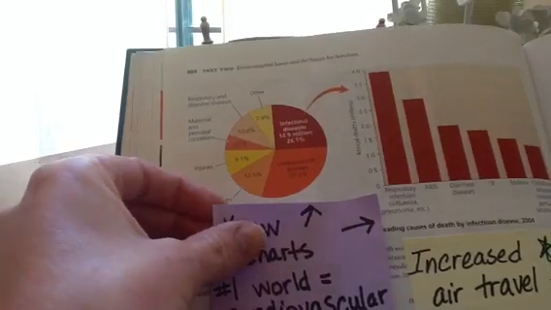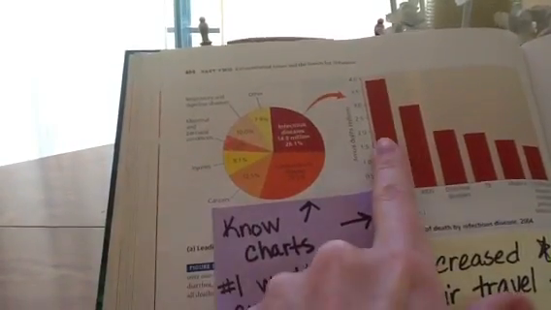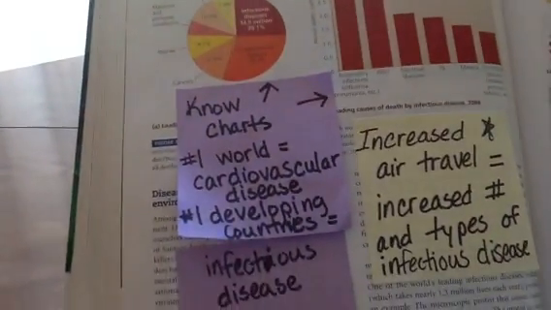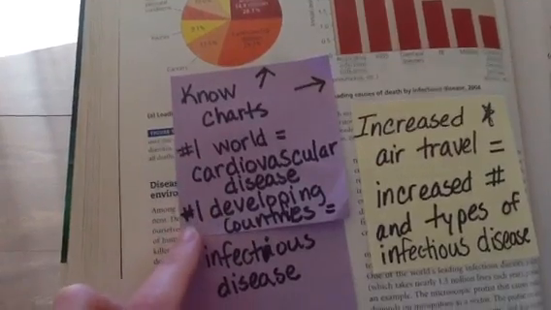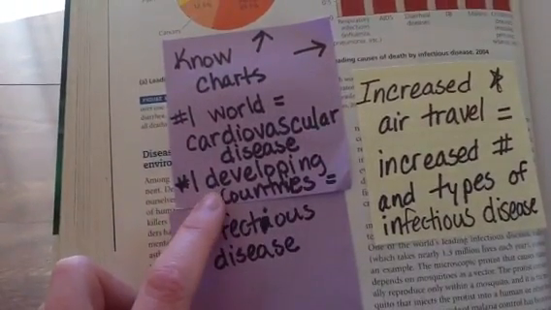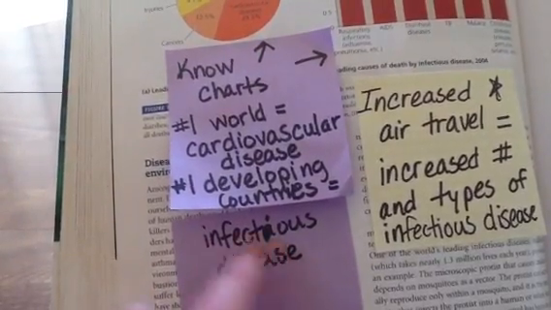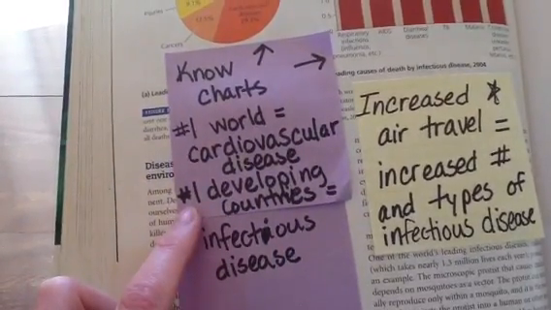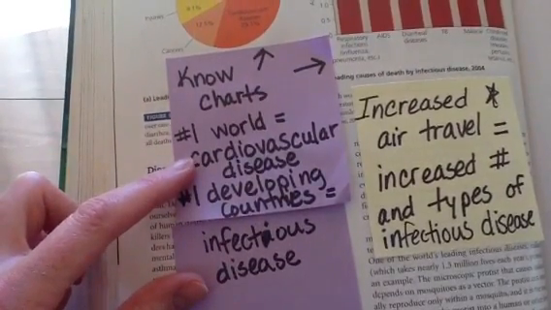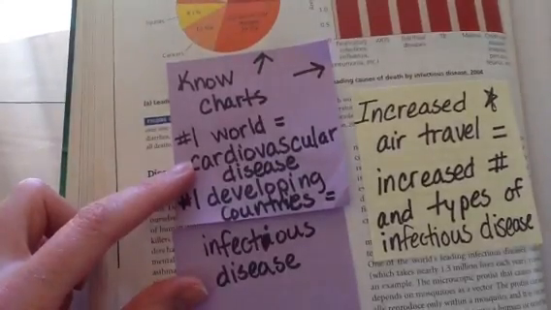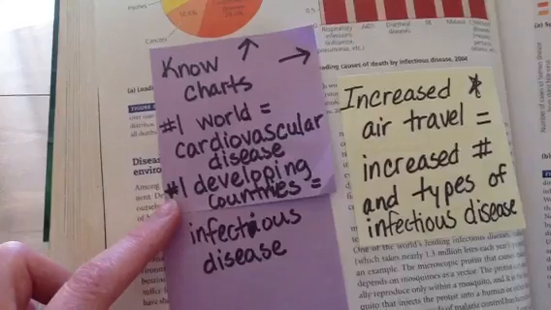So let's go ahead and look at our sticky note here again. And so you need to know this chart and this chart. And you also need to know in the world, the number one cause of death is cardiovascular disease. In developing countries, poor countries, the number one cause of death is infectious disease. Sorry, I smudged that, that's an I. So in the U.S. and in the world, heart disease is going to kill you. That's the leading cause of death. But in a developing country, some sort of infectious disease is most likely to kill you.